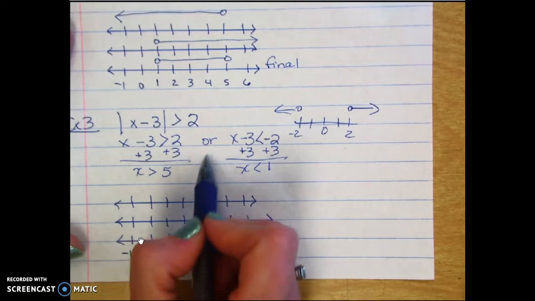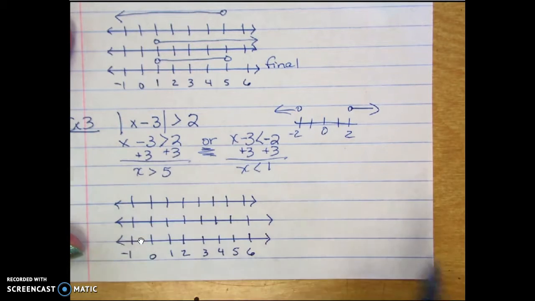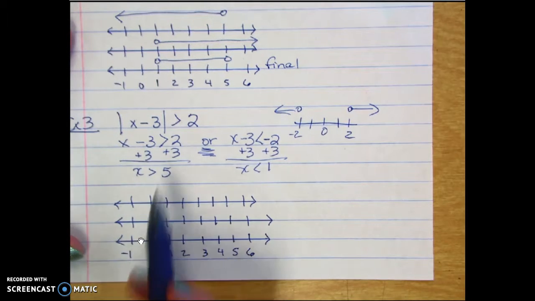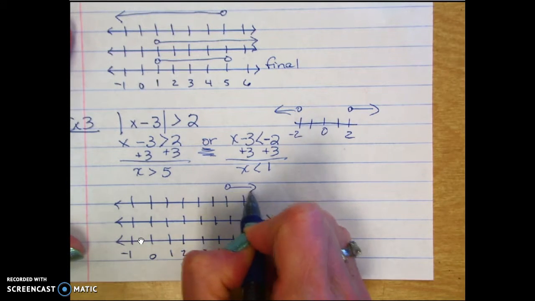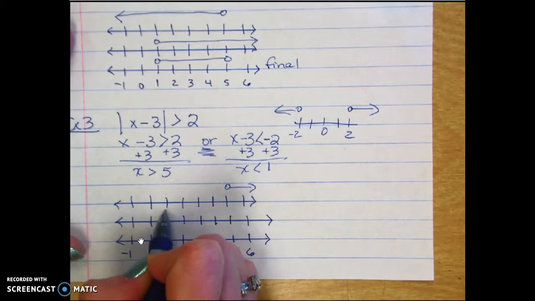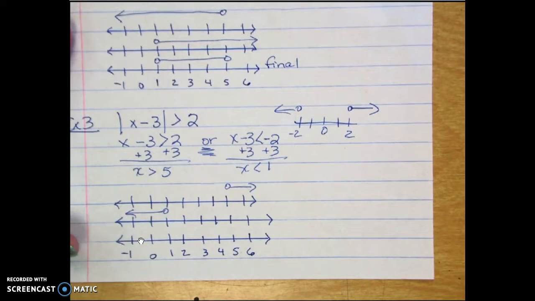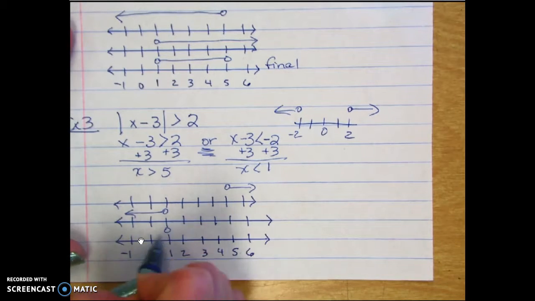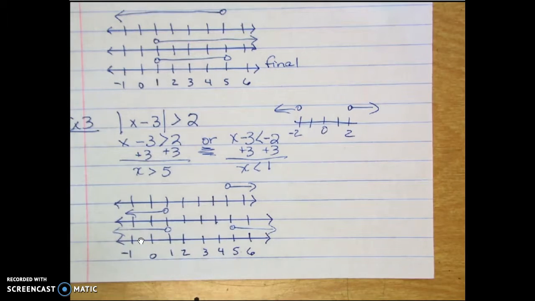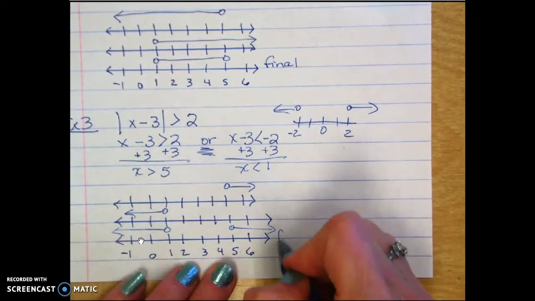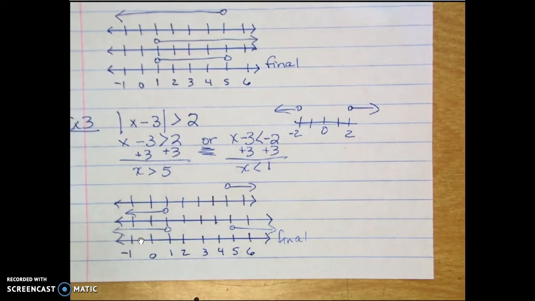Now, because this is an or statement, when we have greater than, we want everything. So x is greater than 5, here's the 5. X is less than 1. We want anywhere that there's shading in our answer. So we want all of this and all of this to be in our solution. Okay, so our final answer has shading at both ends of it when we have a greater than problem.